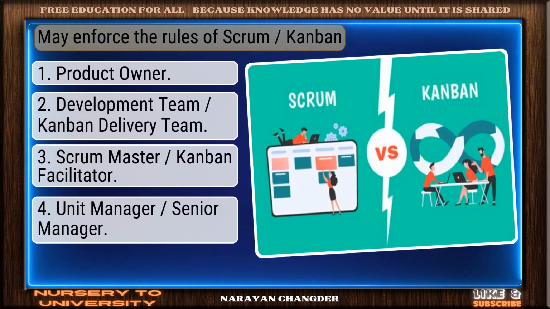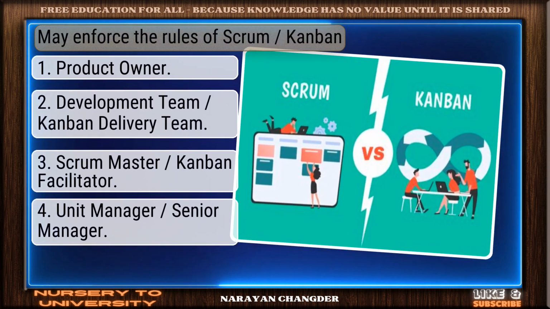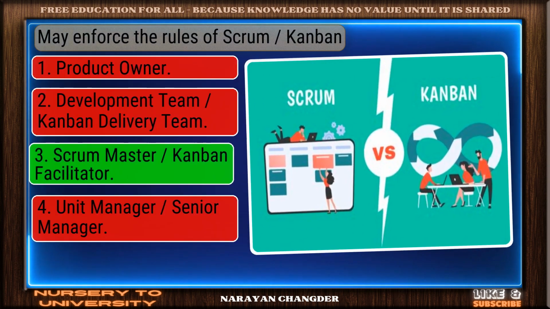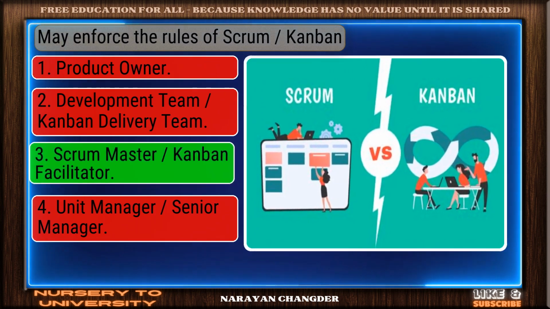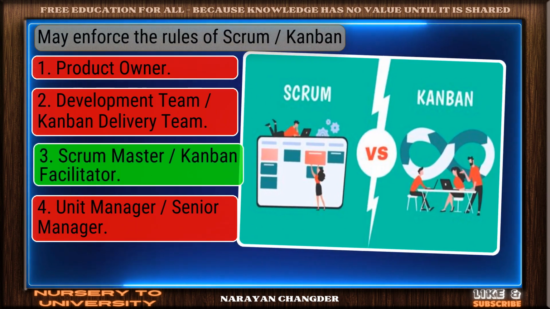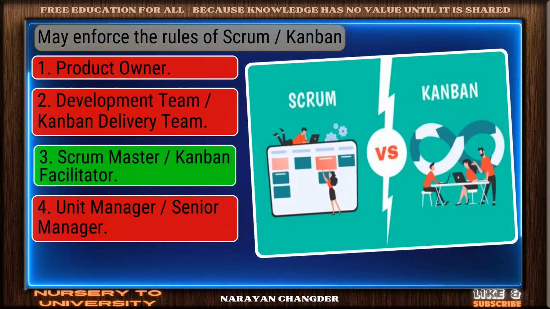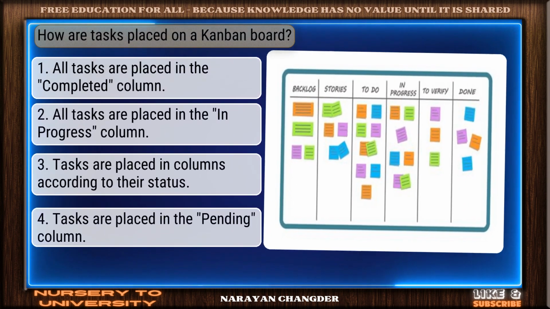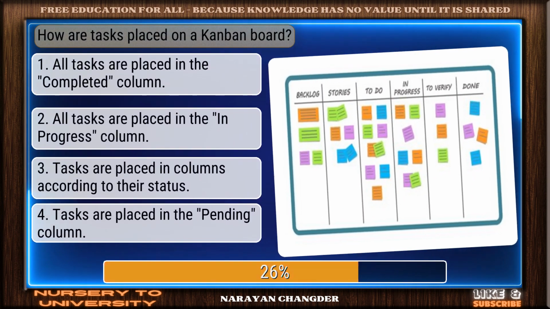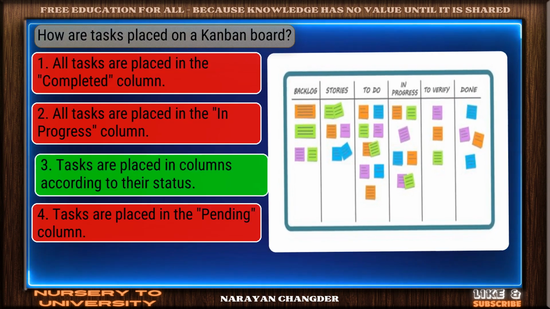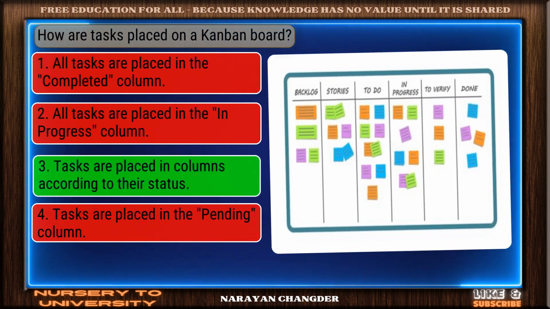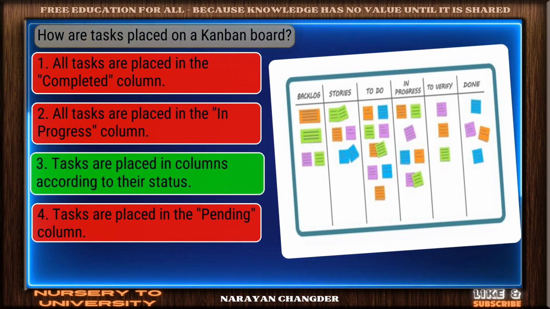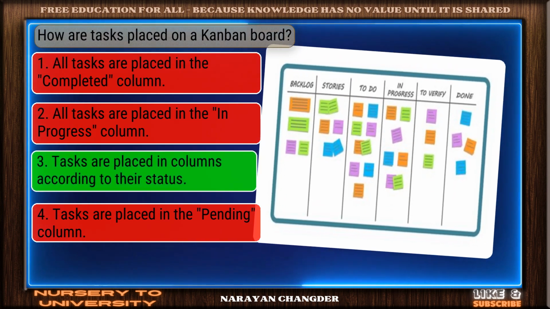Question number 7. Who may enforce the rules of Scrum Kanban? Correct response. Scrum Master Data Kanban Facilitator is the most accurate answer. Question number 8. How are tasks placed on a Kanban board? Smart pick. Tasks are placed in columns according to their status is the correct choice.